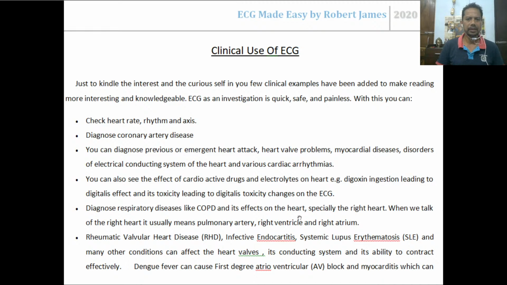Then in COPD you can see right ventricular changes, right ventricular hypertrophy, right ventricular dilatation, because your right ventricle has to pump blood into the pulmonary artery.